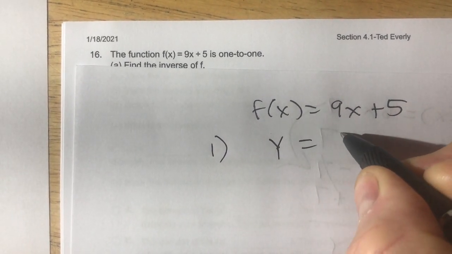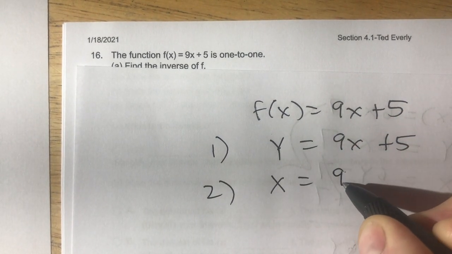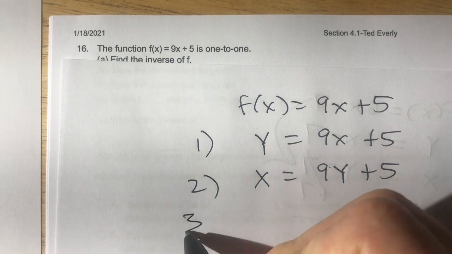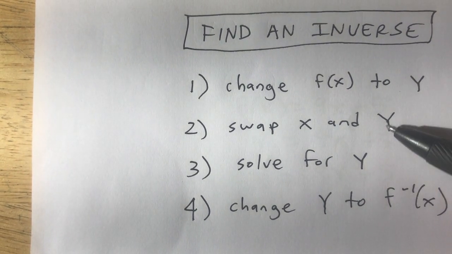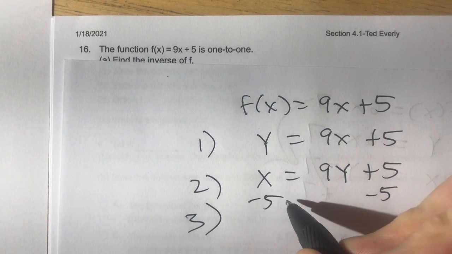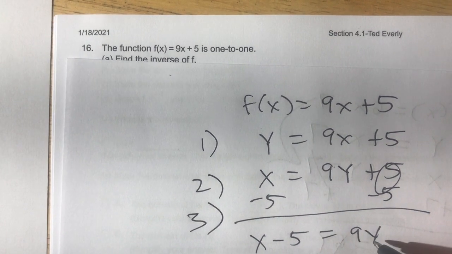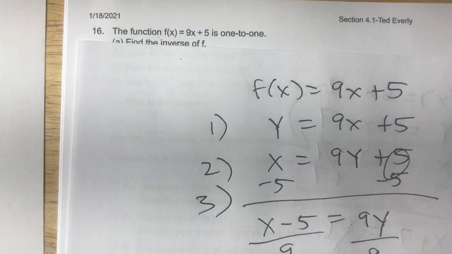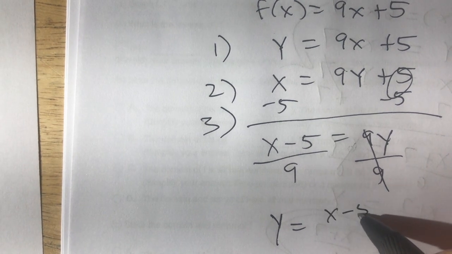I'm changing this to y, and then I'm going to swap x and y. Okay, there we go. Now step 3, we've got to solve for y now. I already did step 1 and step 2. Step 3, I'm going to solve for y, which means I'm going to have to subtract 5. That'll go away. x minus 5 equals 9y. And we'll divide by 9. And it looks like these cancel, so y equals x minus 5 divided by 9.